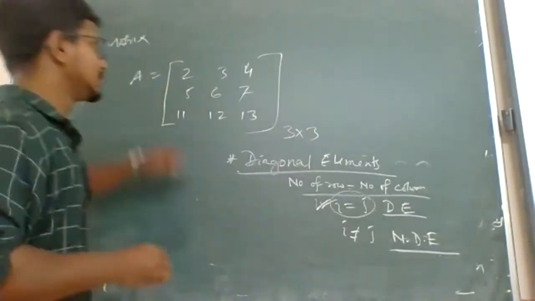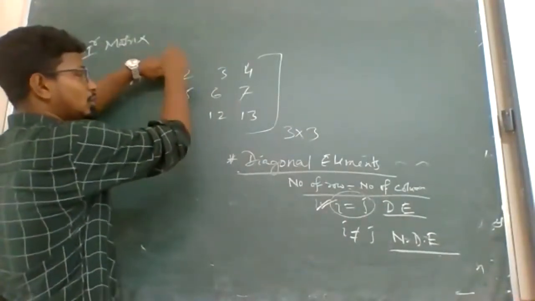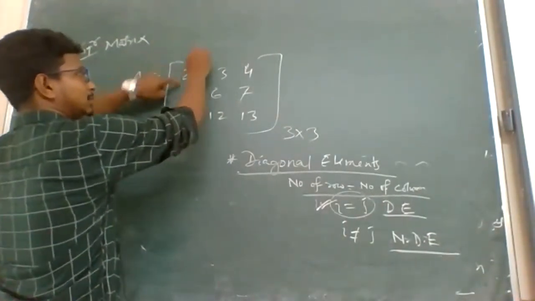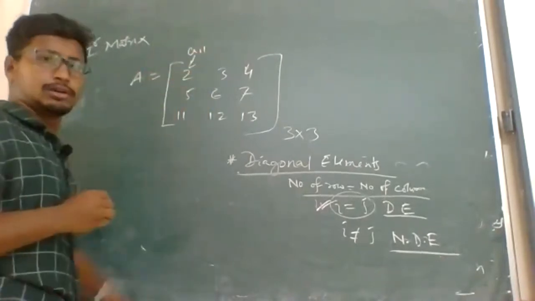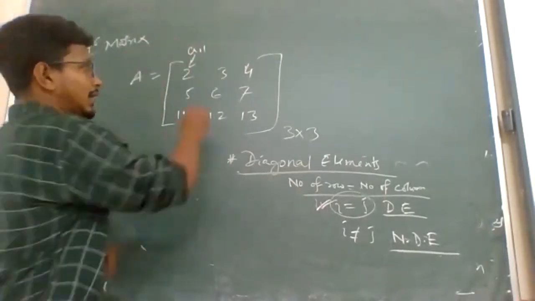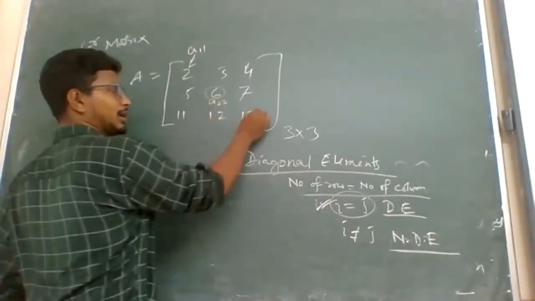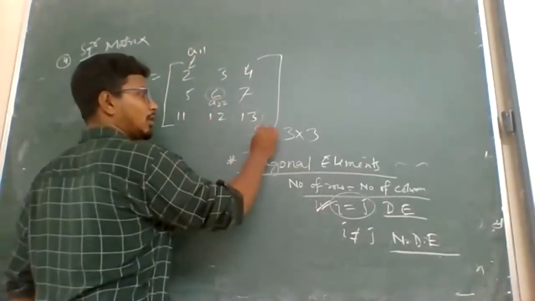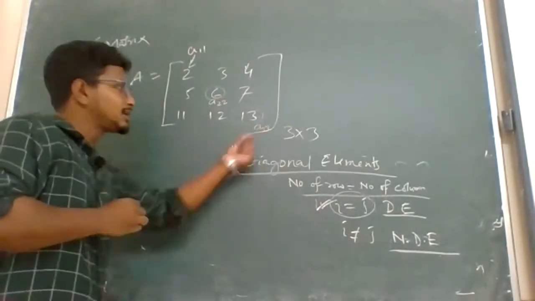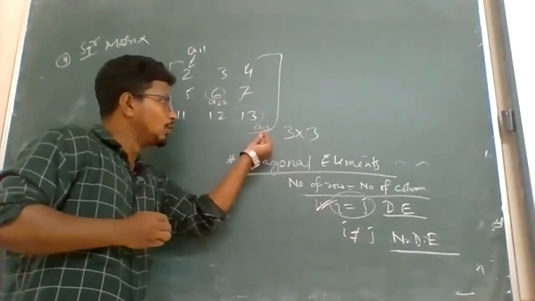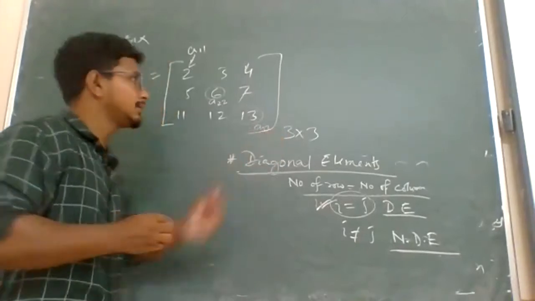Is it clear? See, what is the name of this element place? That is A11. Yes or no? First row, first column. And what about this element place? Second row, second column. What about this? Third row, third column. Yes or no? You can see here the values of i and j both are equal. But what about this?